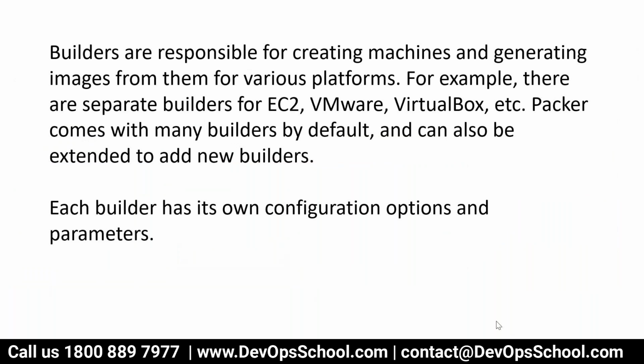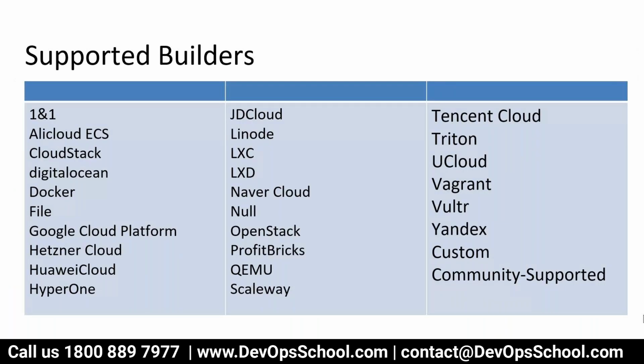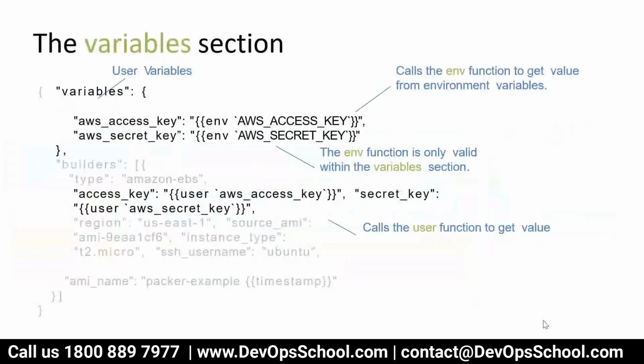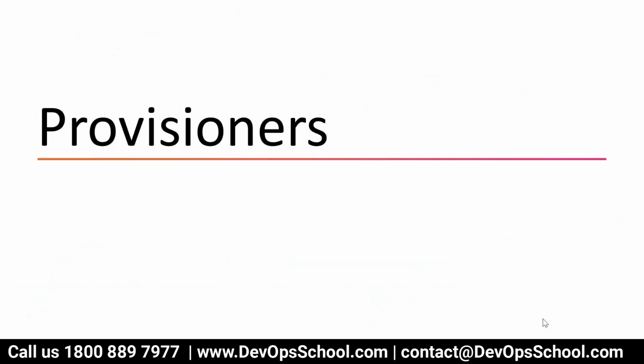So look at this, here is some example for the builder. These are the builders available. Out of which our builder is AWS. But here these are the types of images you can develop. These are the platforms, like with Vagrant you can create an image, with Docker you can create an image. So these are the builders available. Now let me show you the provisioners.